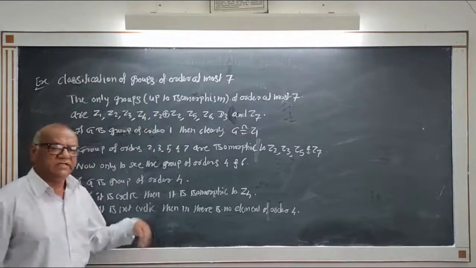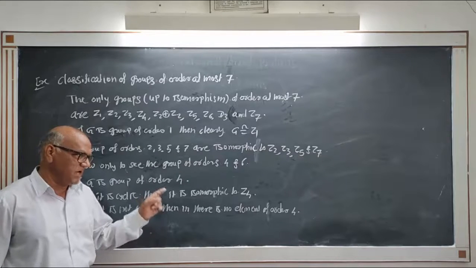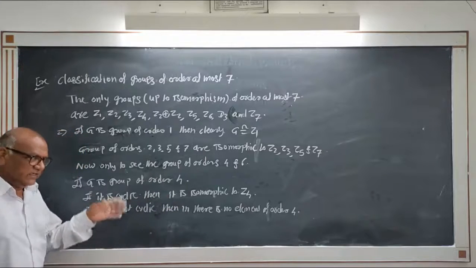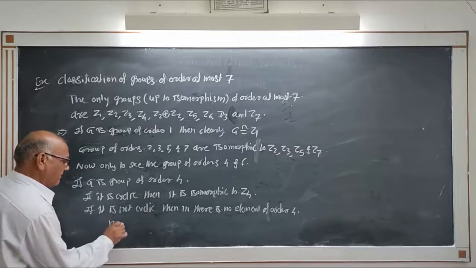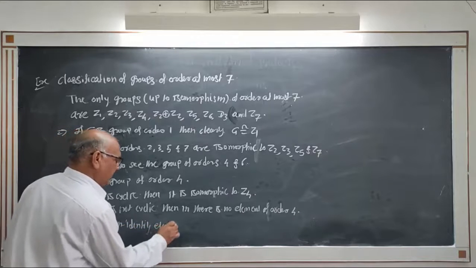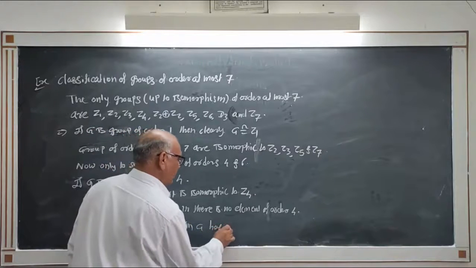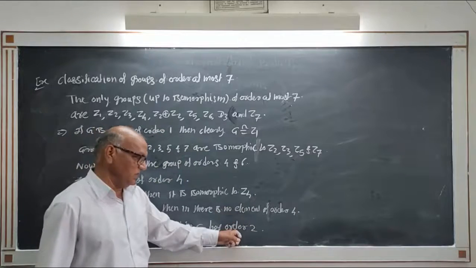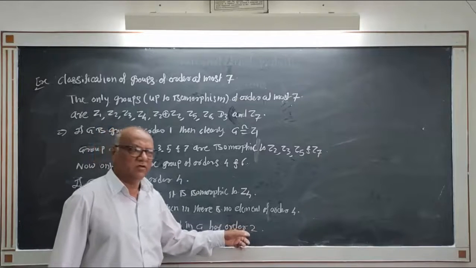The order of an element divides the order of the group, by the corollary of Lagrange's theorem. G is non-cyclic, so there is no element of order 4. That means every non-identity element in G has order 2, since 2 divides 4. The identity element has order 1, and every non-identity element has order 2.